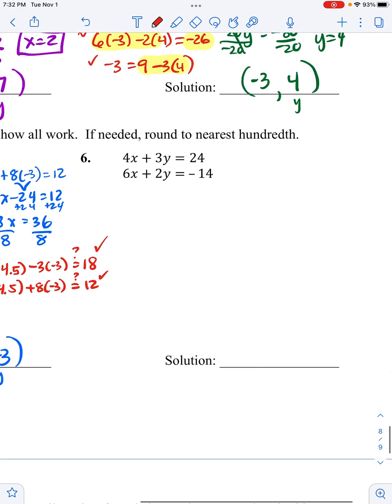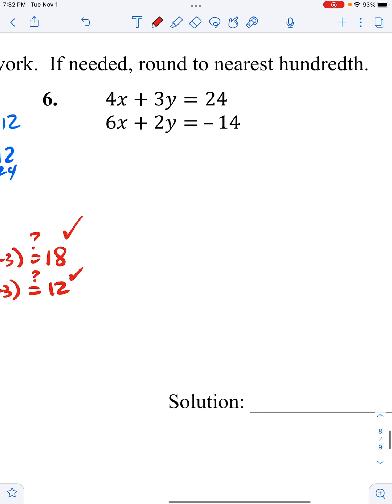so I move on. This one's a little tricky because I can't turn 4 into 6, and I can't turn 2 into 3. So I'm going to have to multiply both of them by something.